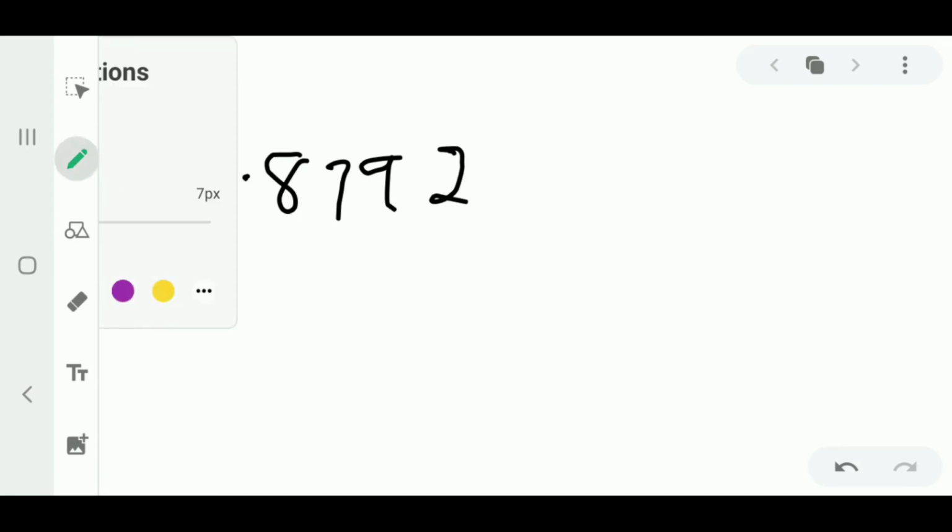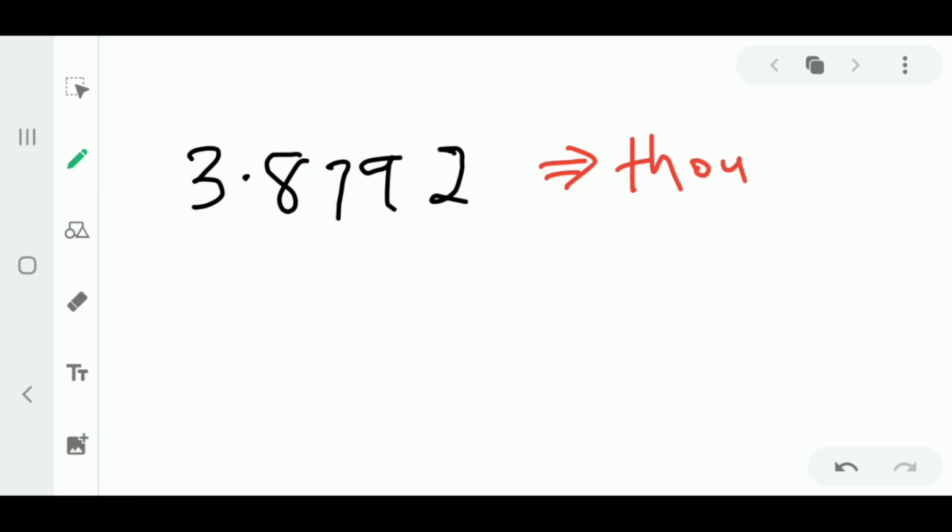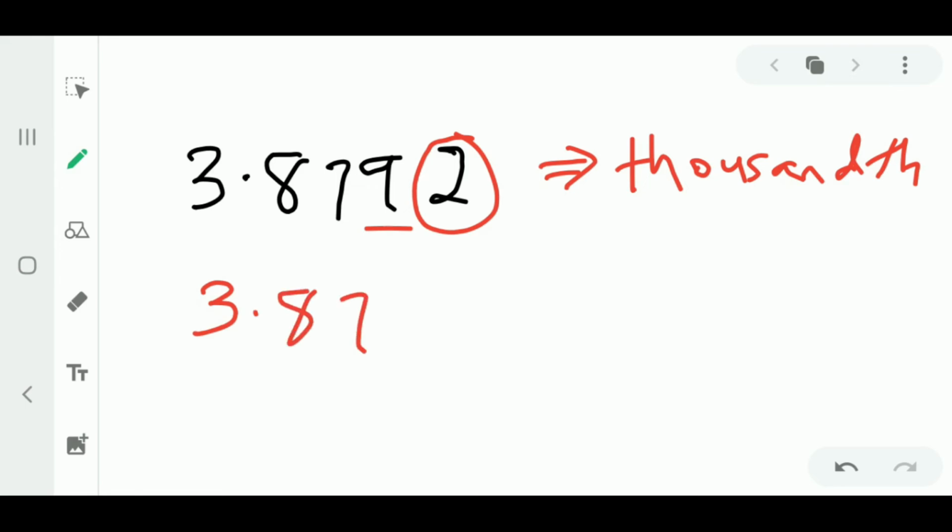Let's try another one. Let's say we had 3.8792. And we're rounding this to thousandths. We look for the number in the thousandth position. We circle the number immediately to the right. We realize that it is also less than 5, so we are rounding down. So the answer is 3.879.